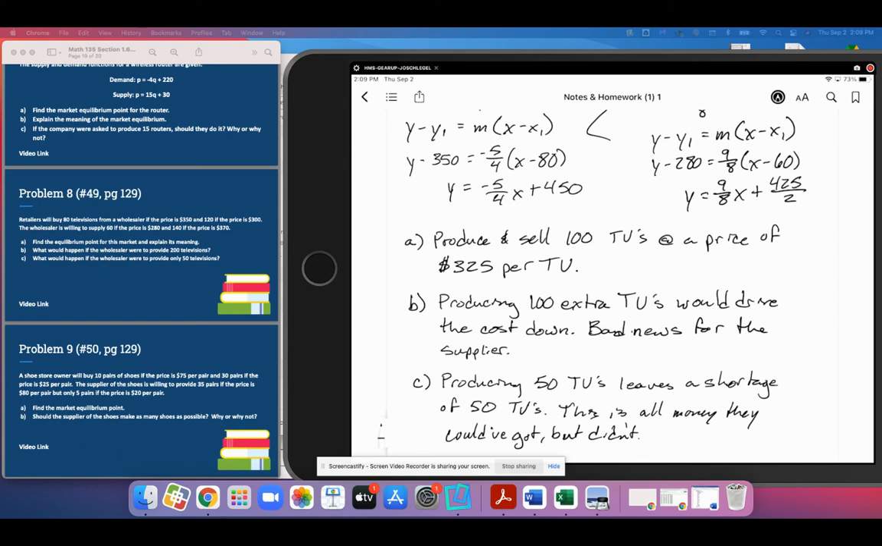So again, everyone, it's important to pay attention to market equilibrium, because selling too many TVs or attempting to sell too many TVs will leave inventory sitting on the shelf and you will lose money. And not producing enough will leave a void in the market and you will be missing out on money that you could have made simply because your product is not available to purchase.